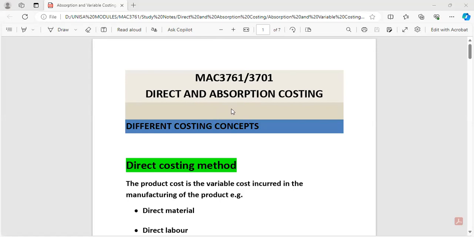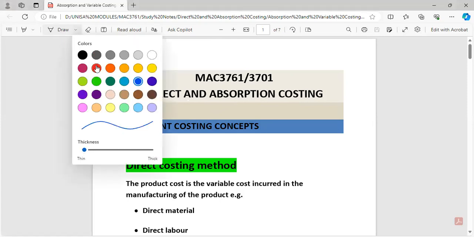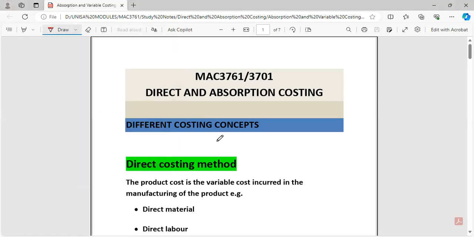MAC3761 costing. So today we're going to look at direct and absorption costing. Direct and absorption costing are the center of our costing. You will see that everything that we do, we have to have a bit of understanding of direct and absorption costing. It is consolidated in most of our costing topics. So understanding it will make the work easier. So let's look at direct and absorption costing.